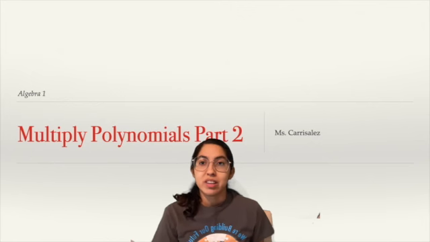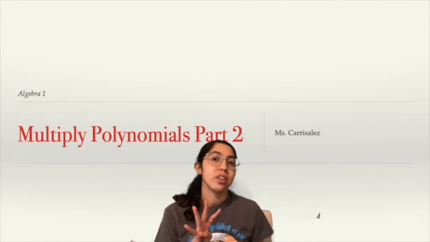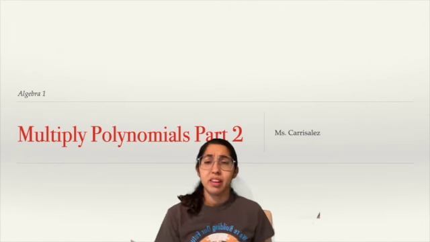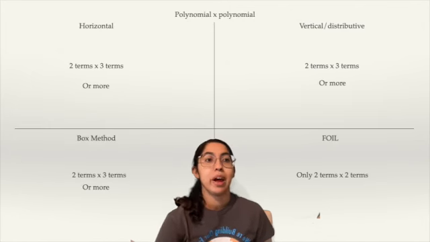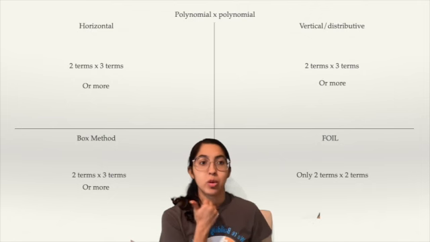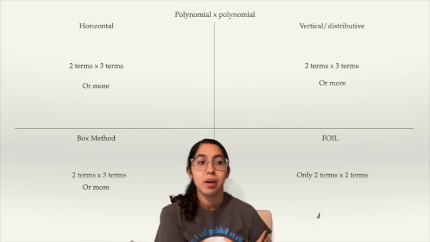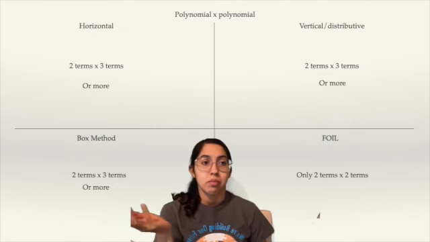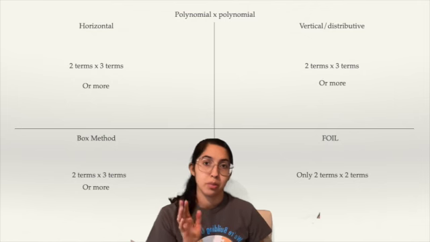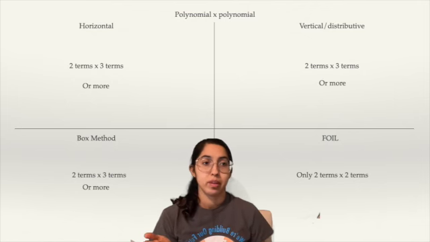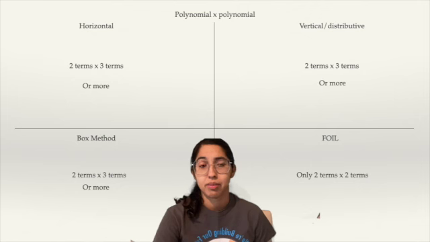With this topic, I actually like to show 4 different ways and then have you choose which one you like the best and use that one. So we have our methods: horizontal, vertical, distributive, box method, and FOIL. I mainly use FOIL. However, if you like horizontal, vertical, or box method, you are more than welcome to do those. Just be careful with your math.